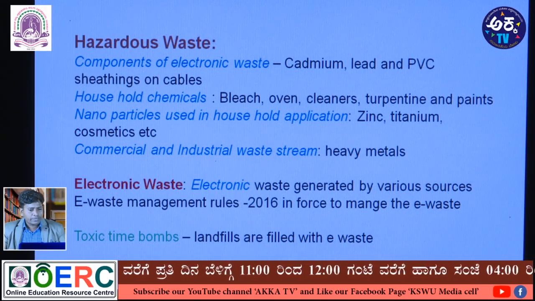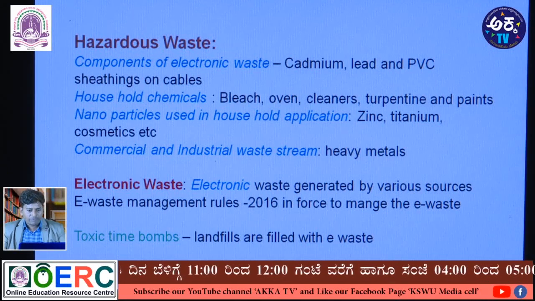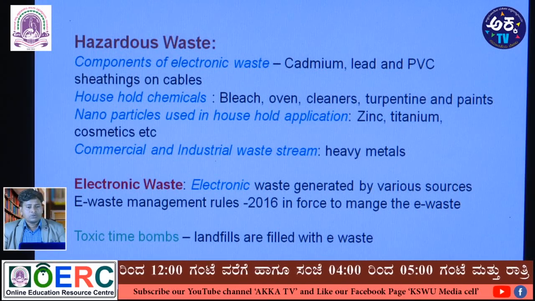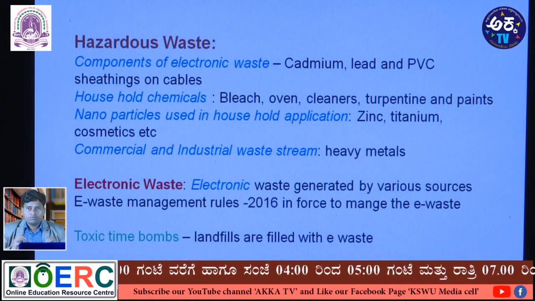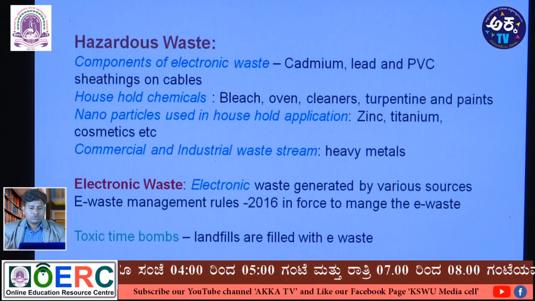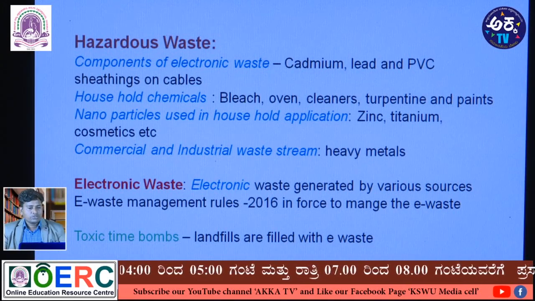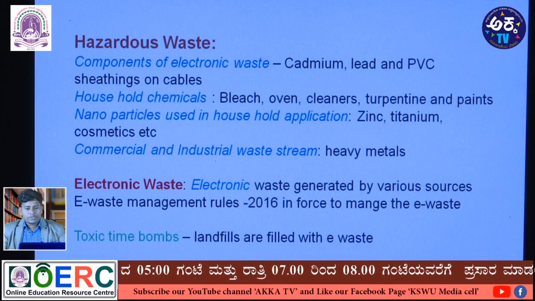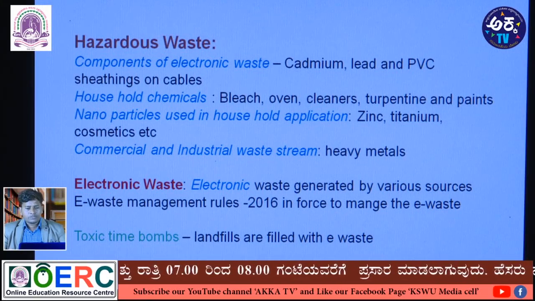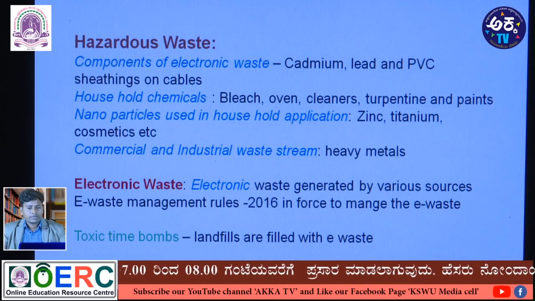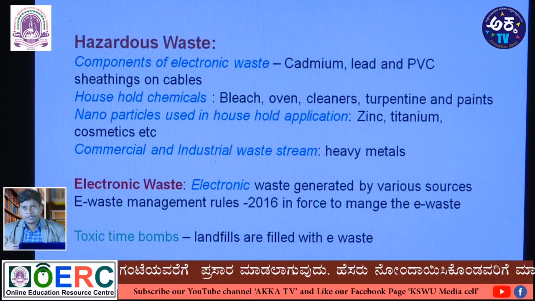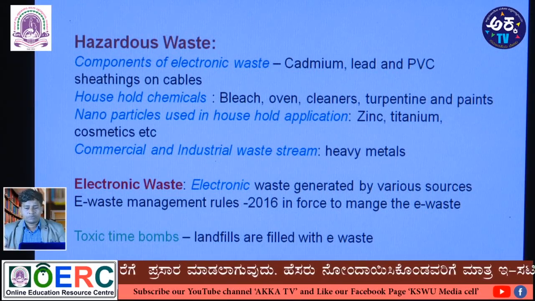Then we have household chemicals, like the bleach, oven cleaners, turpentine and paints that we often use. Those we use domestically for cleaning and other purposes are released into the environment. They are also hazardous chemicals. And then we have another category, nanoparticles used in household applications. Many nanoparticle-based household applications exist, like zinc-based nanoparticles used for painting, and some used for cosmetics purposes.